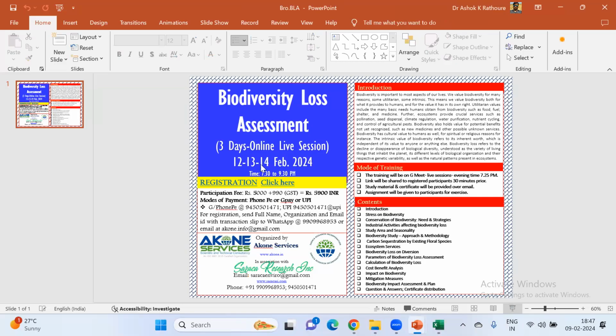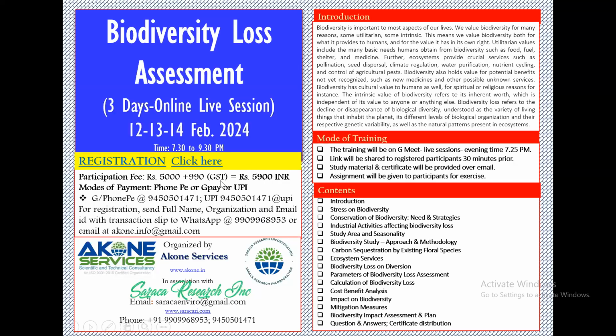For this training program, the fee is 8,000 plus 990... the total fee will be 9,900. However, there is a concession for groups. If three people are from one organization, there will be a 10% concession, and individuals from government organizations, such as the Ministry of Environment, Forest and Climate Change, or any DFO, can also avail a 10% concession on this training fee. For organizations sending more than five candidates as a group, a 20% concession will be given on the total amount.